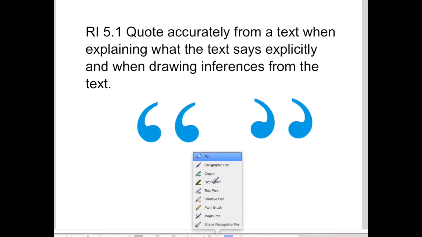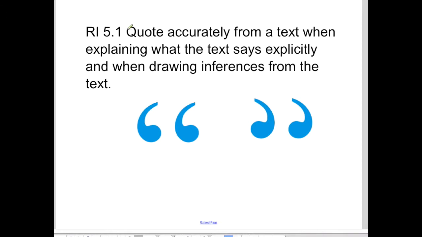So a couple of key things in this standard are that we are going to be quoting, which I know Mrs. Smith has worked with you on. We're also going to be explaining what the text says explicitly, and that means exactly, and when we are making inferences from the text. So right now what we're really going to focus on the most are these inferences and quoting when we make those inferences, showing the proof in what we read of how we made our inferences.